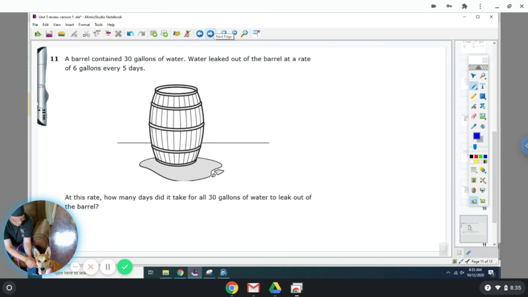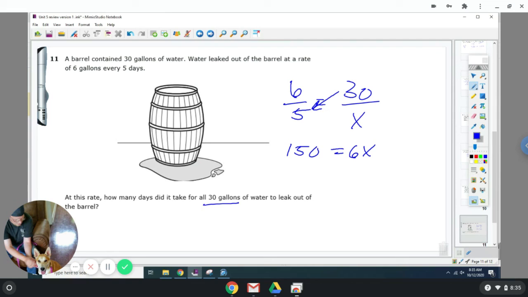Number 11, a barrel contained 30 gallons of water. Water leaked out of the barrel at a rate of 6 gallons every 5 days. At this rate, how many days will it take for all 30 gallons of water to leak out? So your rate right now is 6 gallons for every 5 days. There's a total of 30 gallons, so X goes on top. So you're going to do 30 times 5, which is 150, equal to 6X. Now you're going to take 150 and divide it by 6, and you get 25. So it'll take 25 days to leak out.